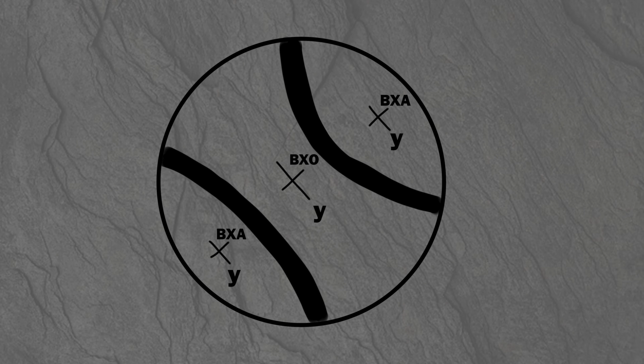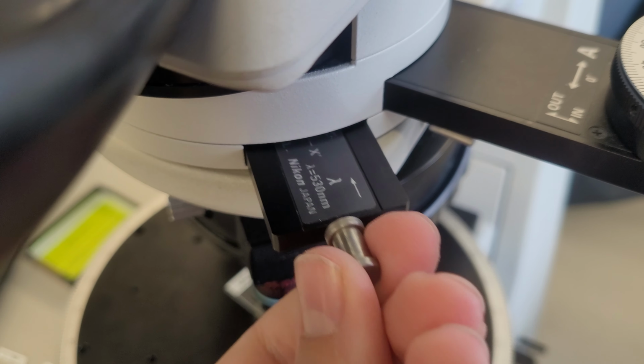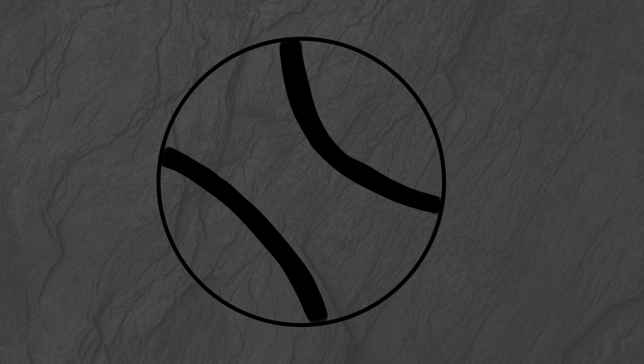The Y vibration direction stays the same in each section, as seen on this diagram. However, in the BXA figure, the middle section has BXO perpendicular to Y, but the outer two sections have BXA perpendicular to Y. Again, insert the gypsum accessory plate, then look at the middle section.